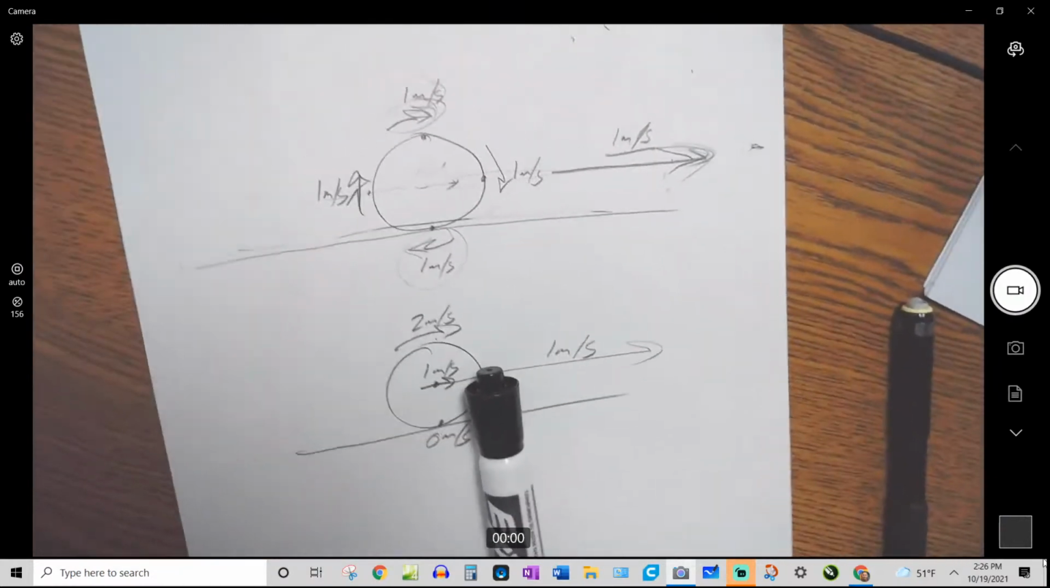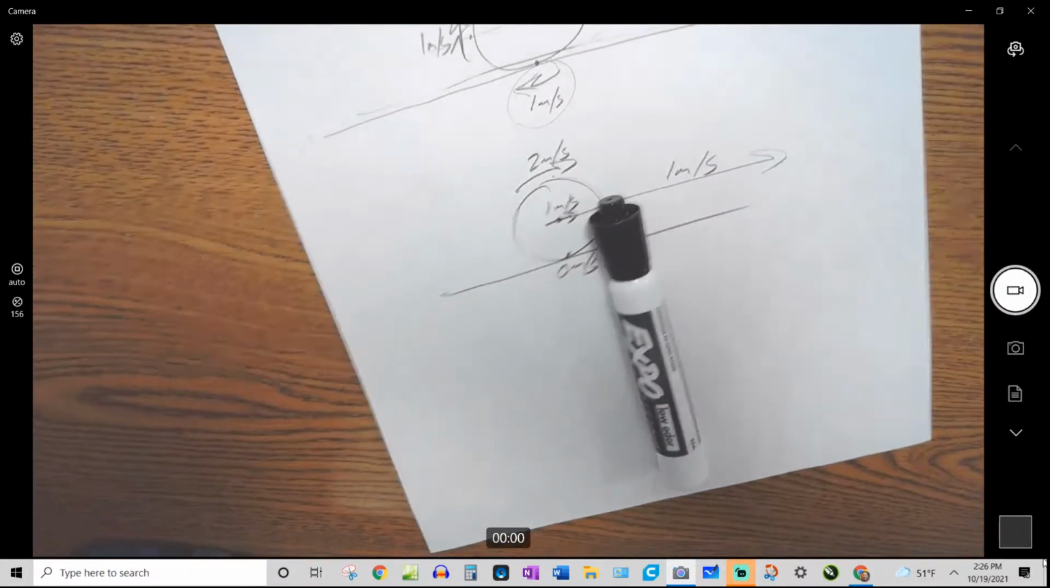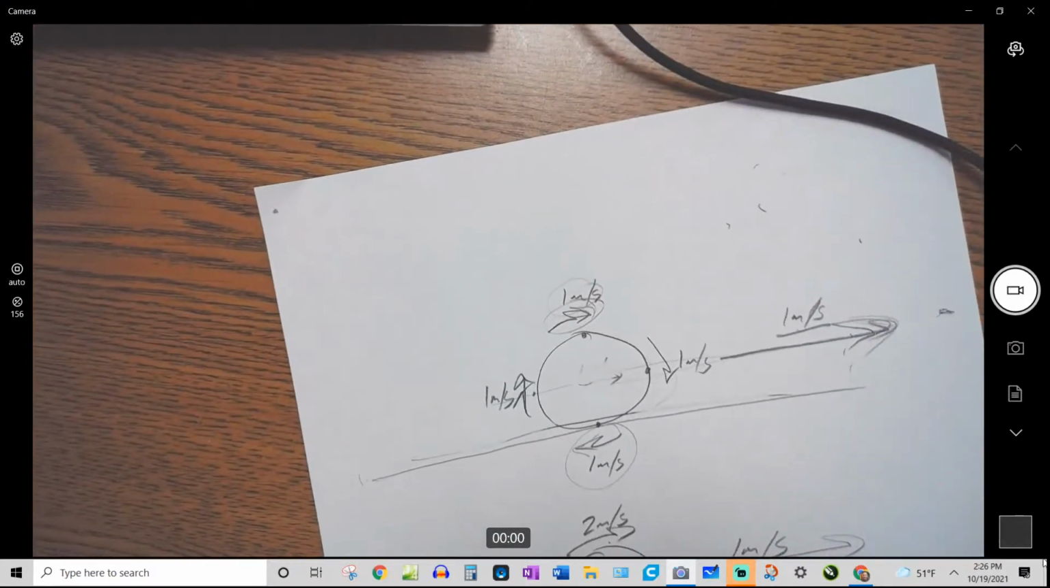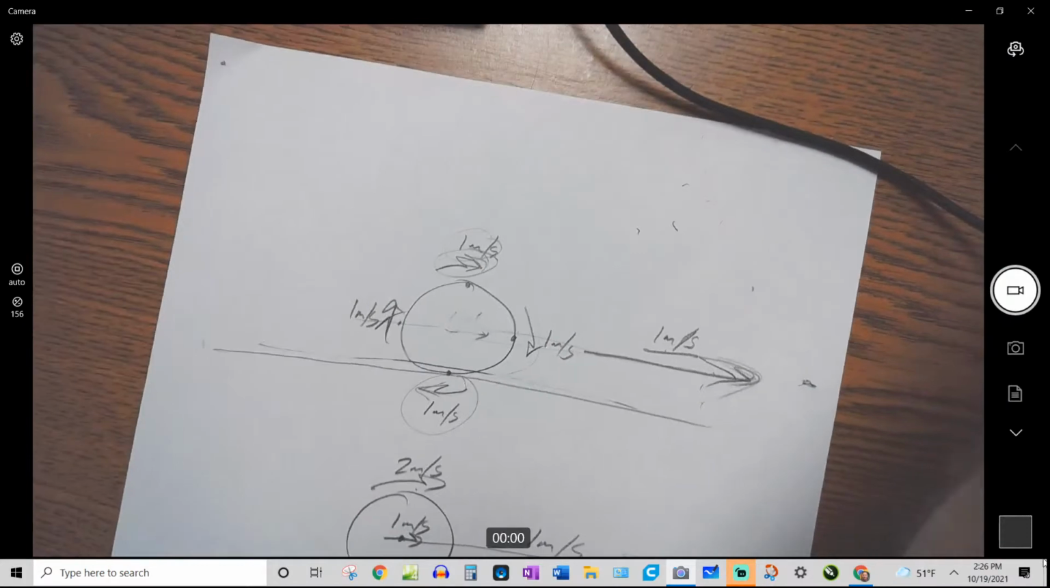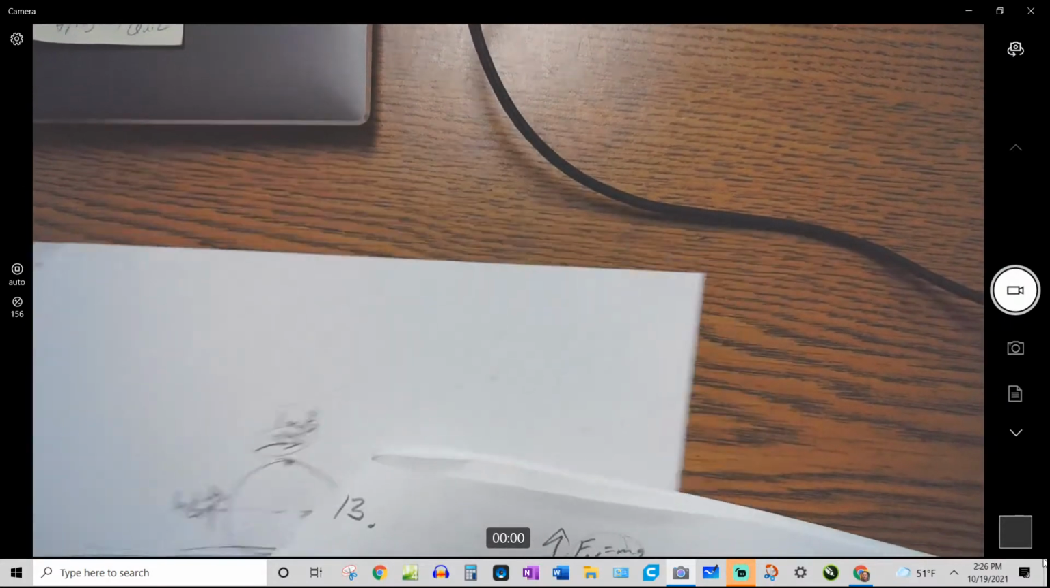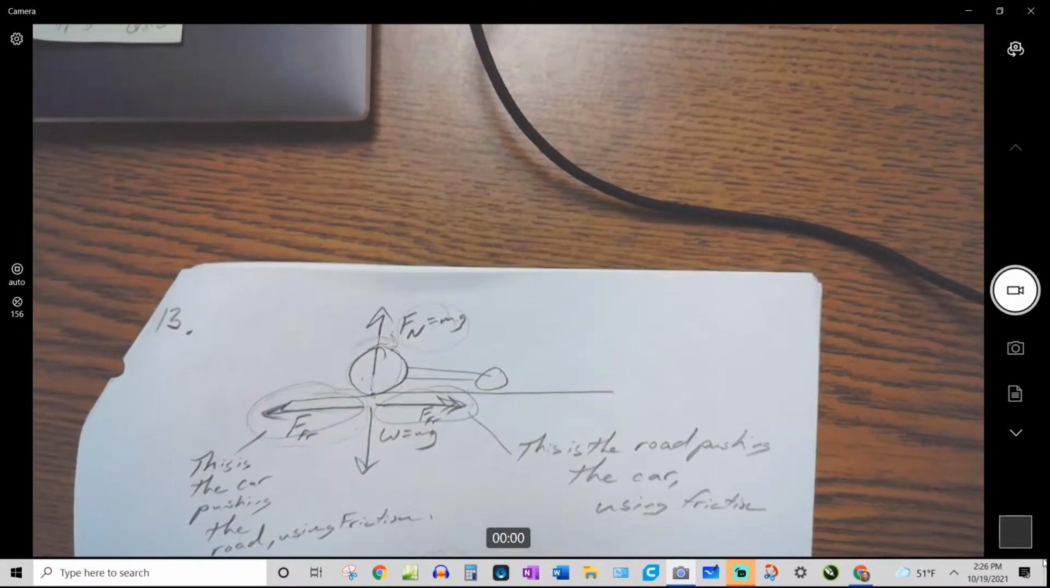Hydroplaning and just regular friction, I think, are a different thing. I don't know exactly. Yeah, they're different phenomena. I don't entirely understand hydroplaning.